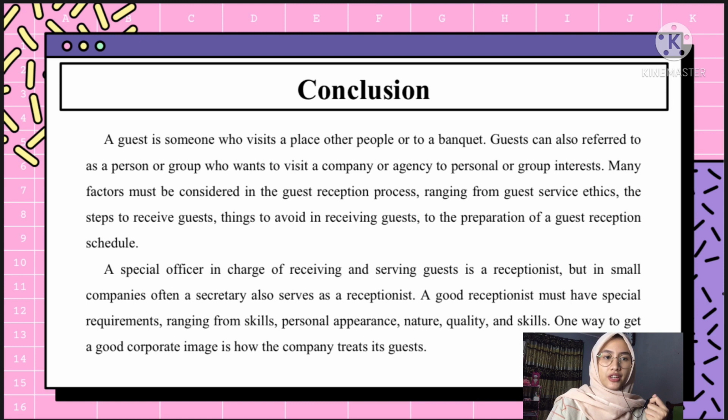A special officer in charge of receiving and serving guests is a receptionist. But in small companies, often a secretary also serves as a receptionist. A good receptionist must have special requirements, ranging from skills and personal appearance to nature and quality. One way to get a good corporate image is how the company treats its guests.